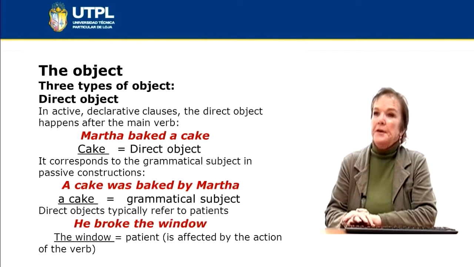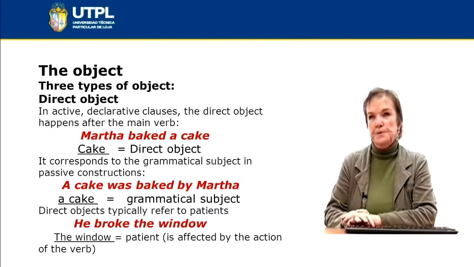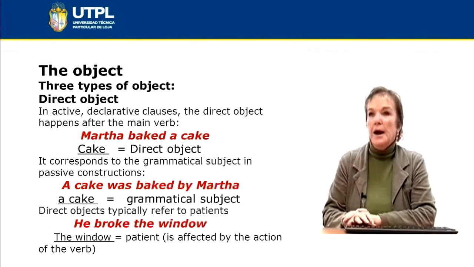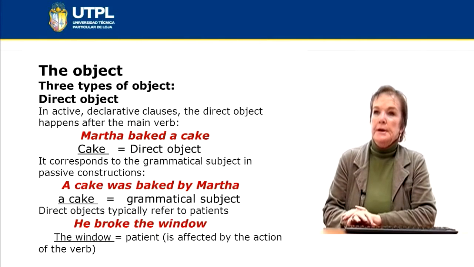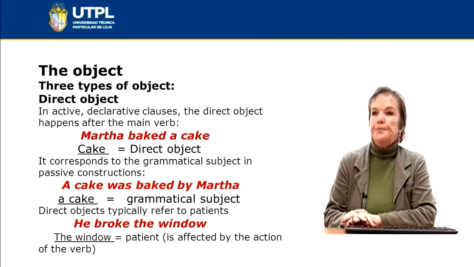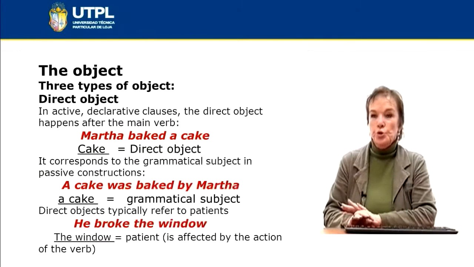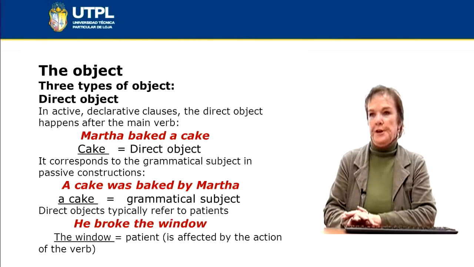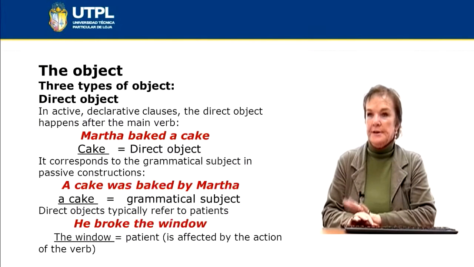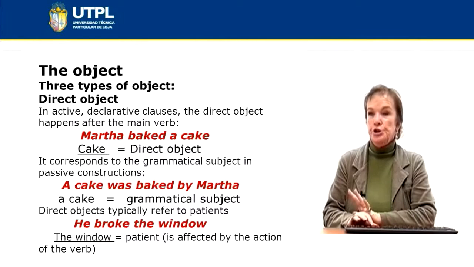Another grammatical function or grammatical relationship existing in English is the object. We have different types of objects. In fact, we have three types of object: direct object, indirect object, and oblique object. The direct object in active declarative clauses refers to the noun phrase affected directly by the action of the verb.